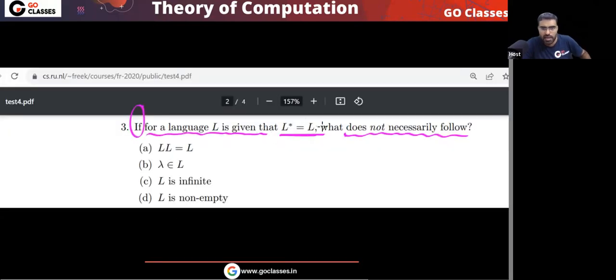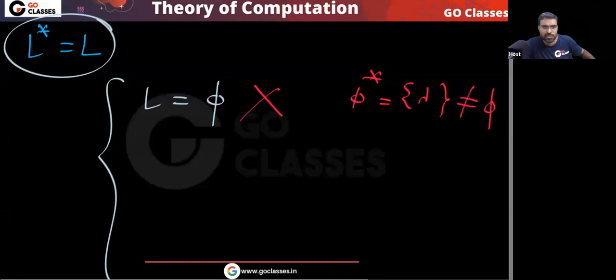The question is saying L star is equal to L. Can anyone give me a language for which this will happen? For which languages will this statement be true? For example, can I say for this language? No, for this it will not happen. Because remember, phi star is a set containing the empty string, and that is not the same as phi.